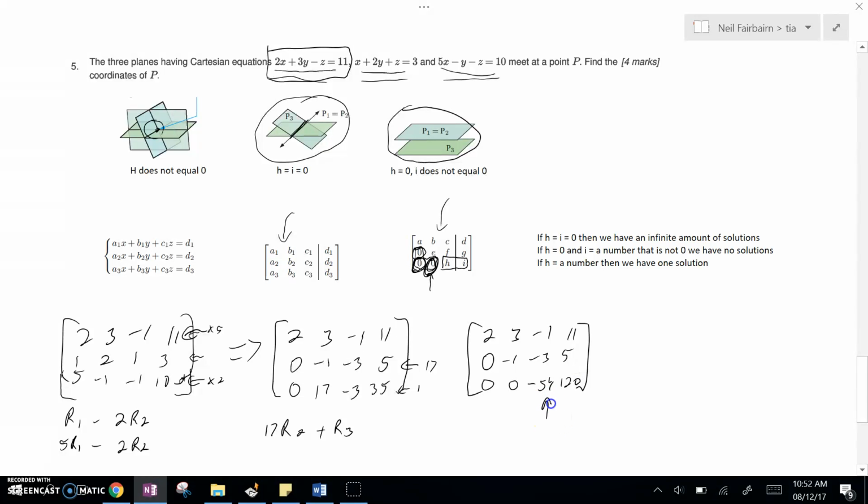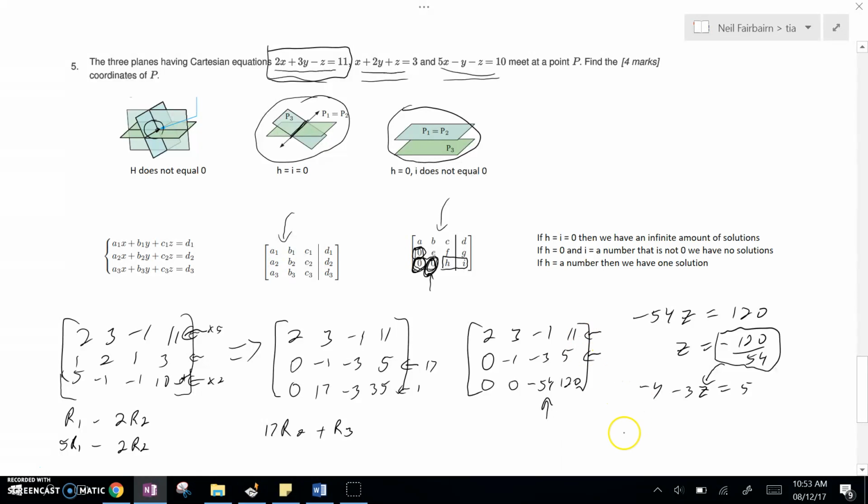Okay, if we look at this, our digit here is not equal to 0. So we have one solution for this question. So let's find what the one solution is. Well, this is our z column. So negative 54z is equal to 120. Therefore, z is equal to negative 120 over 54, and it can be simplified. Then we look at our next row, which says negative y minus 3z is equal to 5. We know what z is, so that could be inserted into here, and you can figure out what your y is. Not going to do it because it's ugly fractions.